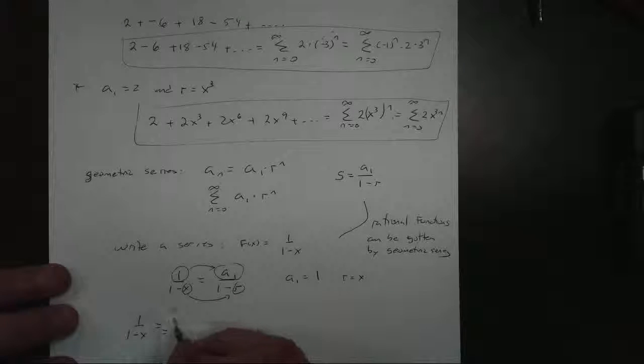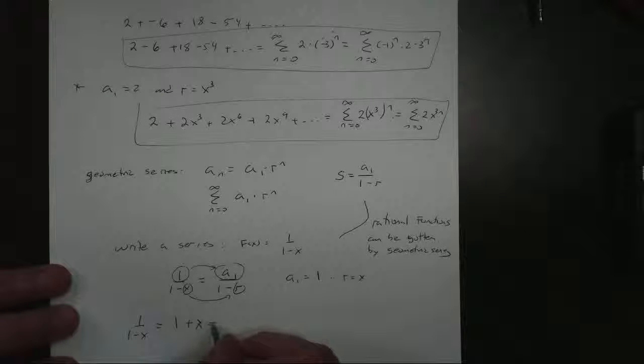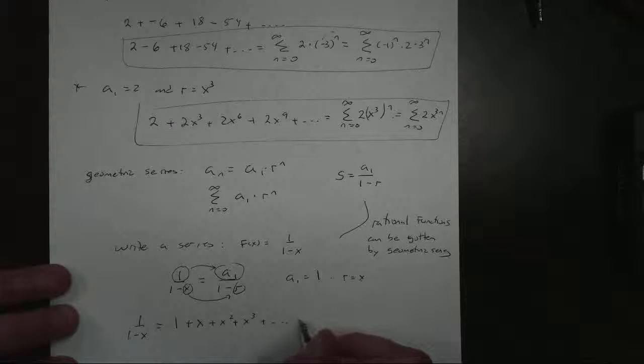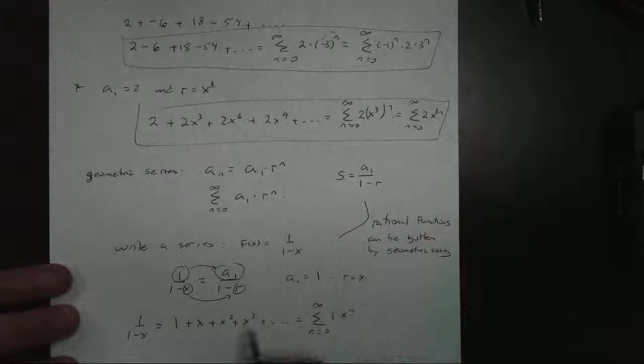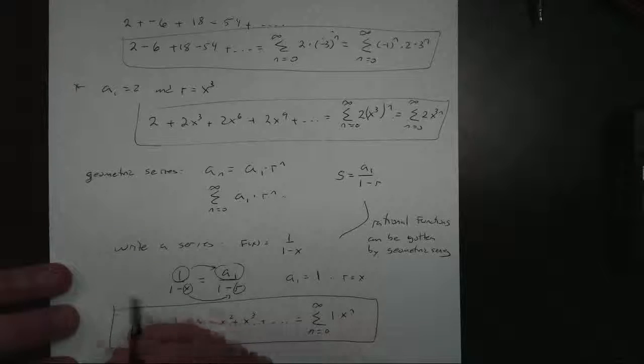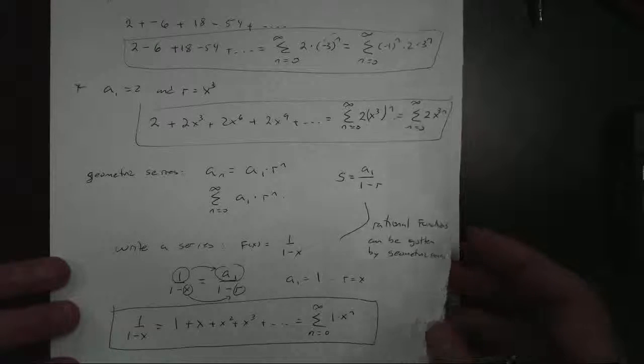So I could write my series 1 over 1 minus x as the following. My first term is 1. My second term is going to be multiplied by x, then x squared, x cubed, so on and so forth. And that's going to equal our general term from 0 to infinity, my first term times x to the n, right here.